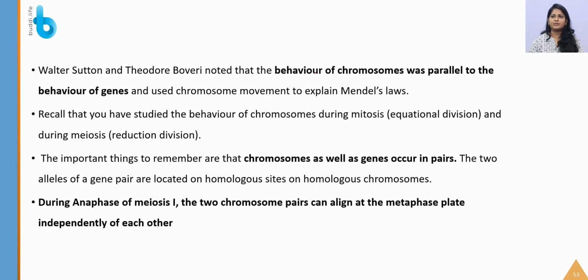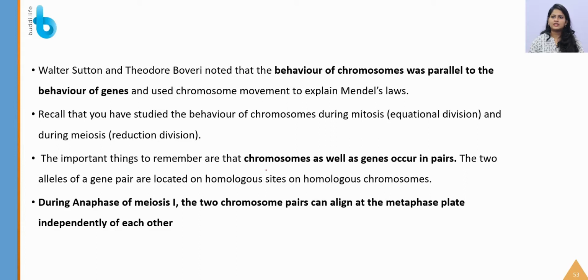So Sutton and Boveri said that the behavior of chromosomes was parallel to the behavior of genes, that is segregation during meiosis. What they mention here is, whatever affects the chromosome will also have an effect on the gene and vice versa. Recall that you have studied the behavior of chromosomes during mitosis, equational division, and during meiosis, reduction division. So when chromosome numbers are getting reduced, the number of genes also will get reduced.